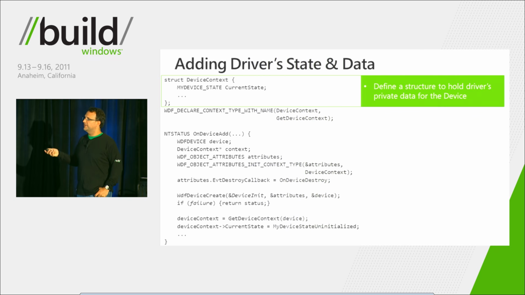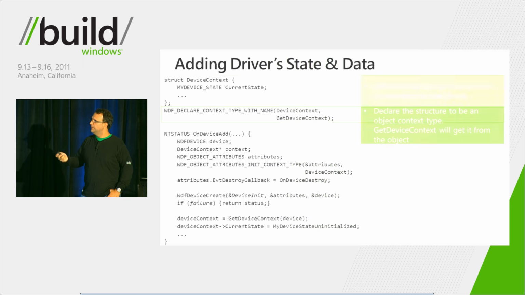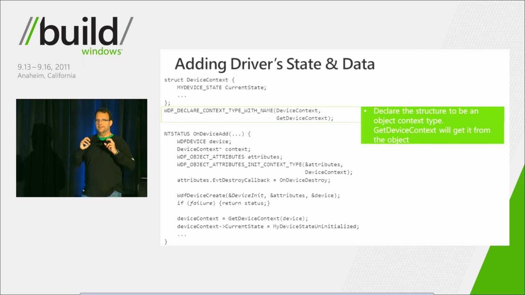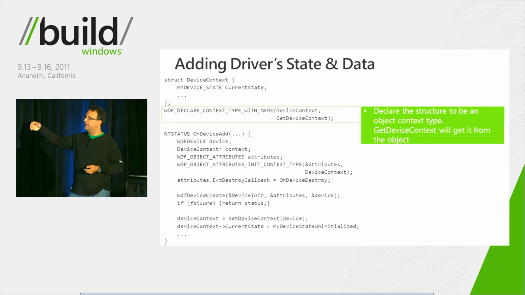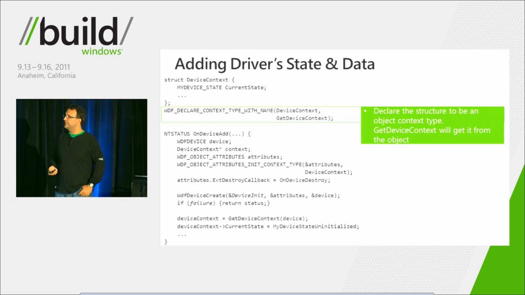So you define a context structure. This structure is whatever you need to keep track of for that object. We have a macro that will then declare that structure as a context type. And if you wanted multiple contexts on a particular object, you would just declare another structure with a different name and use this macro again to make it another context type. And as part of this macro, you can define a function that you use to get the context off of an object. I said objects are opaque handles, so this is how you would get your context out of that object. I call it get device context.